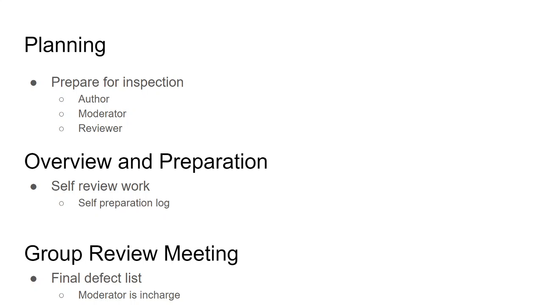Next is the group review meeting. In this meeting, the final defect list is made, and the moderator is in charge of this. What happens in this group review meeting is that every reviewer puts forward his review. That is, whatever doubts he has found, or whatever mistakes he thinks are in the software, he makes a list of all those things and presents it in the meeting. And if the author is able to solve those issues, or give a satisfying answer, then the fault or mistake we thought was there is nullified.